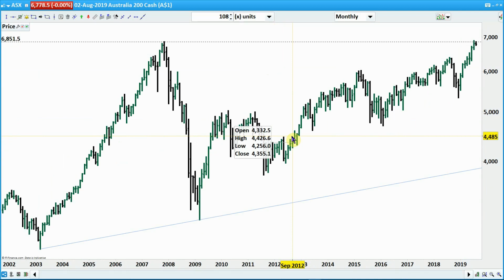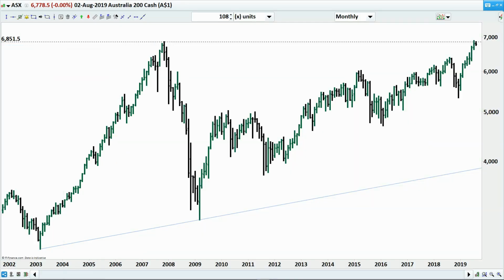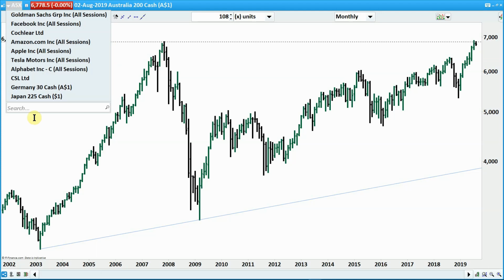Pankaj is saying yes, thanks. Sri Utagi is asking, could you please analyze high grade copper? So let's see high grade copper. We'll see HG.